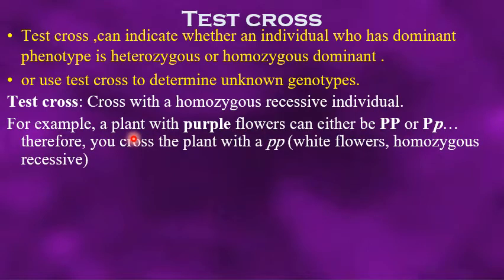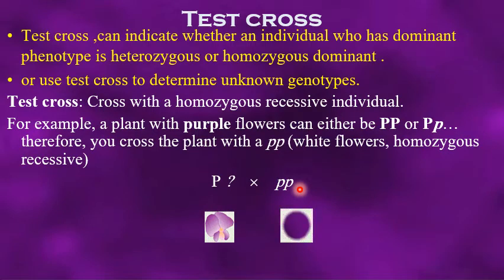For example, a plant with purple flower can either be B capital B capital or heterozygous B capital B small. Therefore, the crosses of the plant with B small that mean white flowers homozygous recessive. This unknown genotype cross with homozygous recessive individual. We can show the following results.